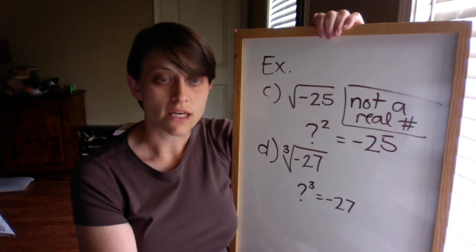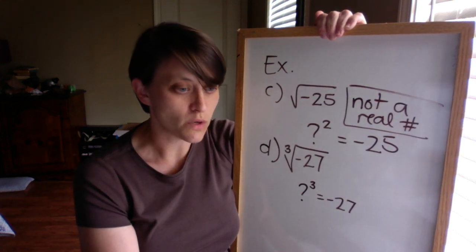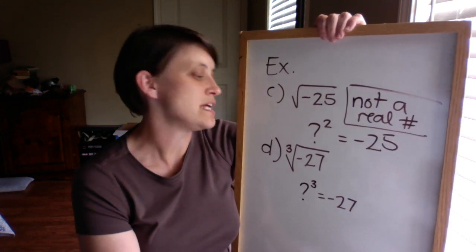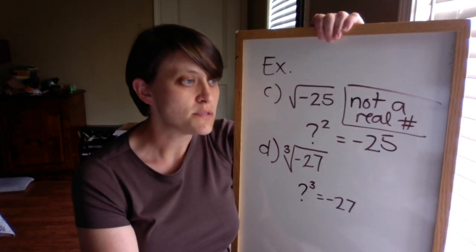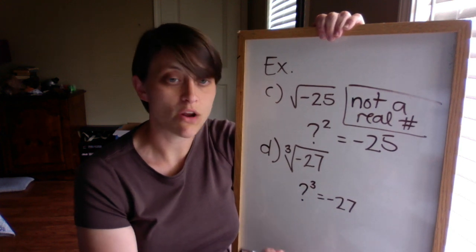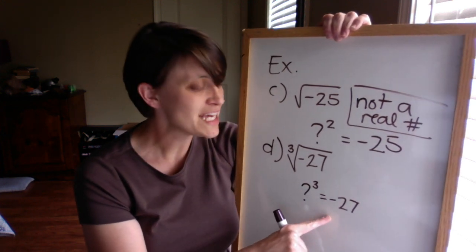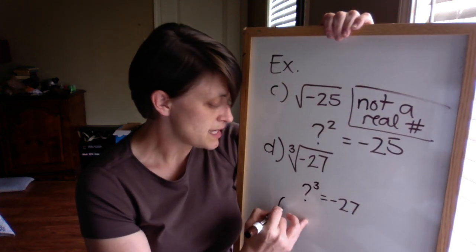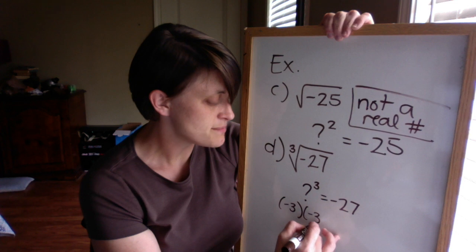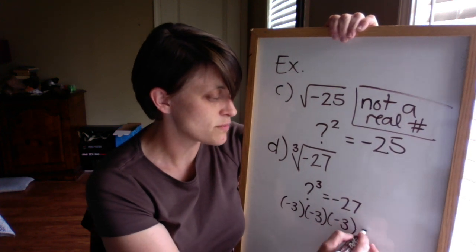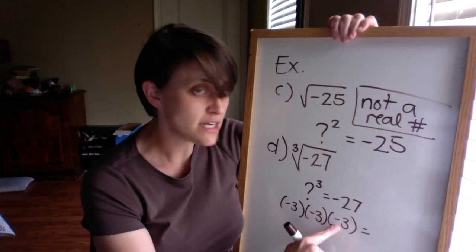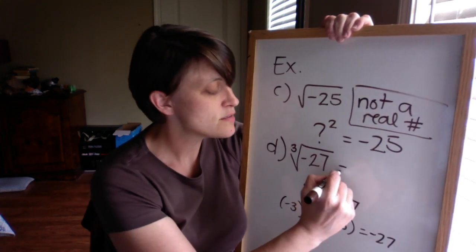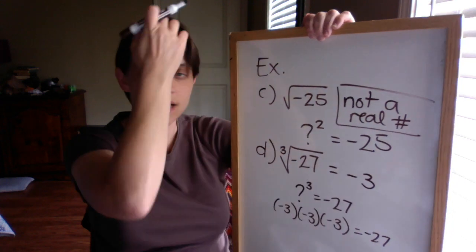Well, let's start cubing things. We cube 1, that's 1. Cube 2, that's 2 times 2 times 2, that's 8. Cube 3, that's 3 times 3, which is 9, times 3 is 27. Okay, so we've got 27, but it can't just be 3 cubed because that's positive 27. It's going to have to be negative 3 times negative 3 times negative 3. Since we have 3 negatives here, we can get a result of negative 27. So the answer here is negative 3.